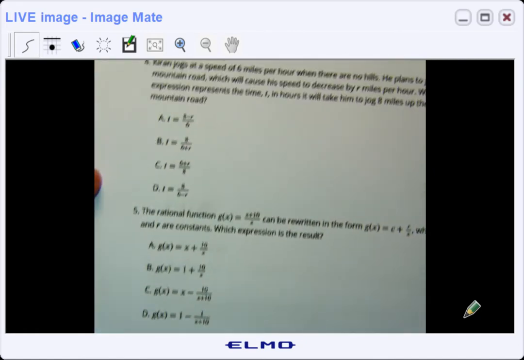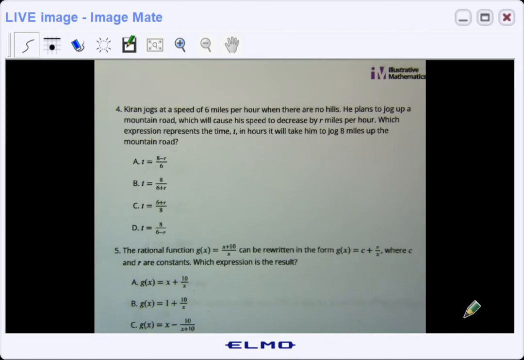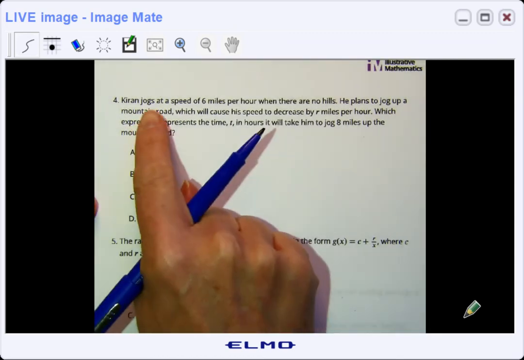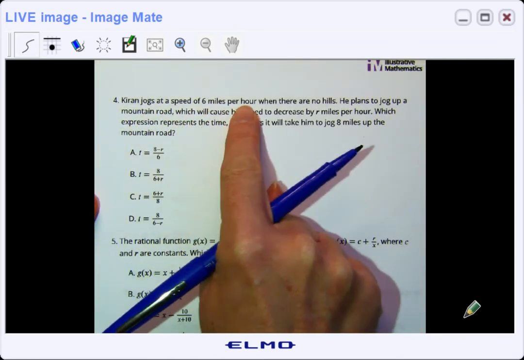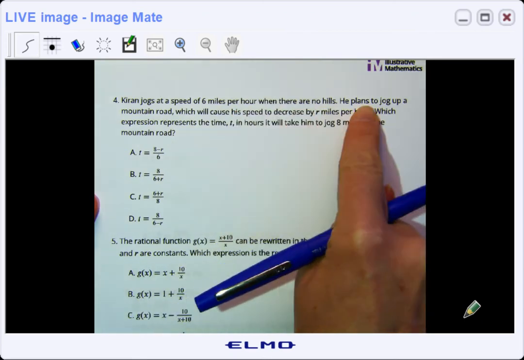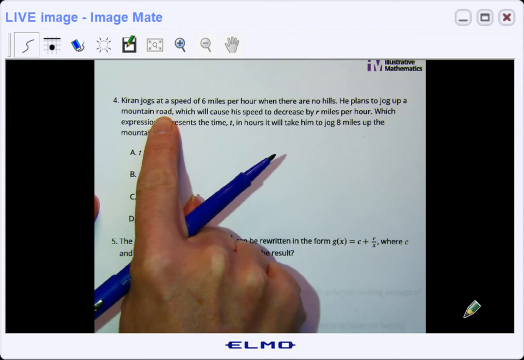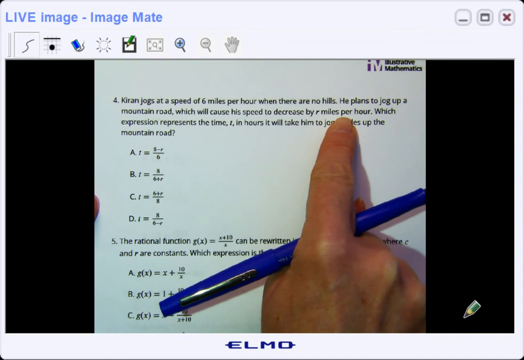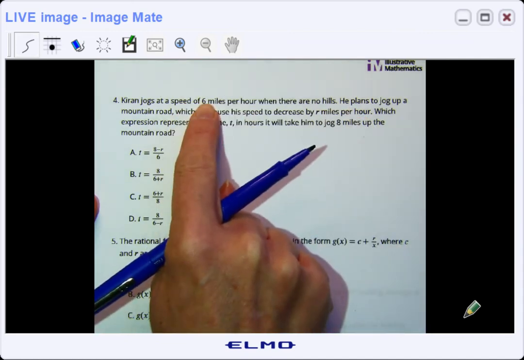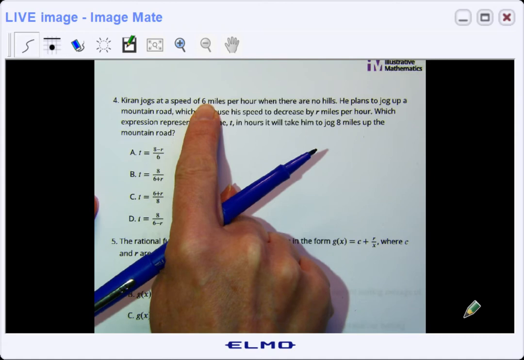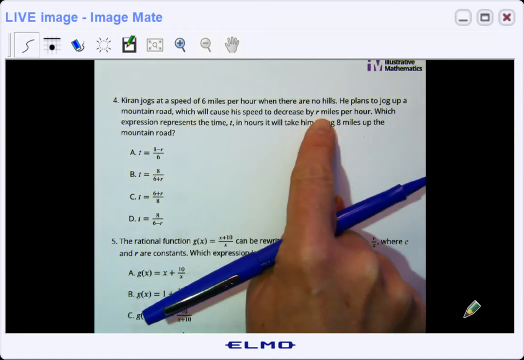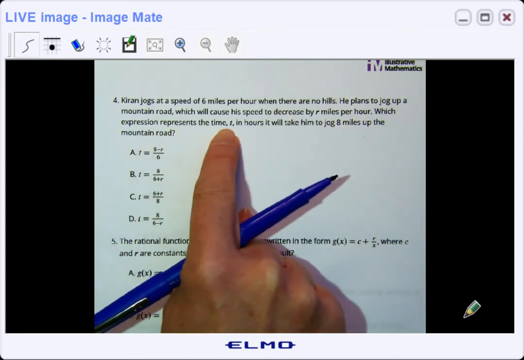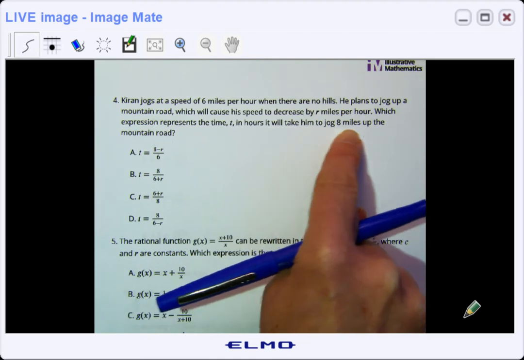All right, moving on to number 4. Number 4 has to do with distance, rate, and time. So Kyron jogs at a speed of 6 miles per hour when there are no hills. He plans to jog up a mountain road, which will cause his speed to decrease by r miles per hour. So instead of jogging 6 miles per hour up that hill, it'll be 6 minus r because the hill will slow him down.